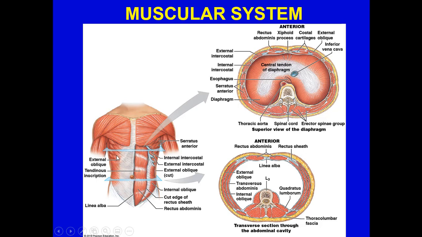External oblique, you have the linea alba right here. You have external intercostal, internal intercostal. They cut away the external oblique so you can see now the internal oblique. So they're like fine, thin, muscular layers on top of each other. Then in the front here you have these structures called the rectus abdominis.